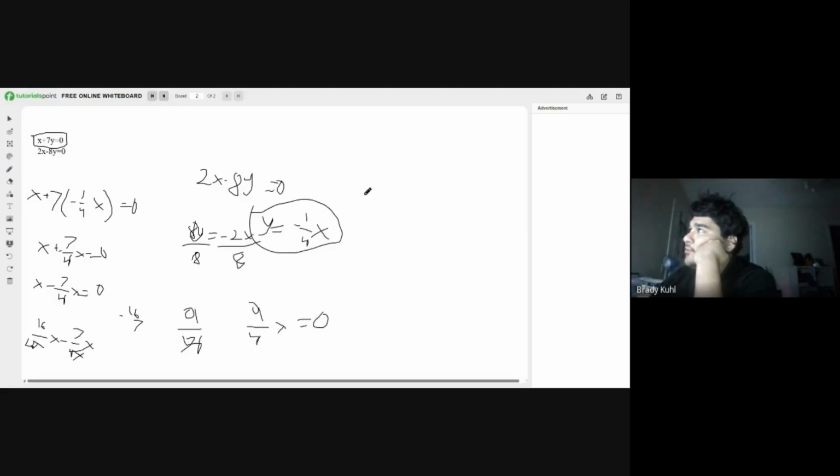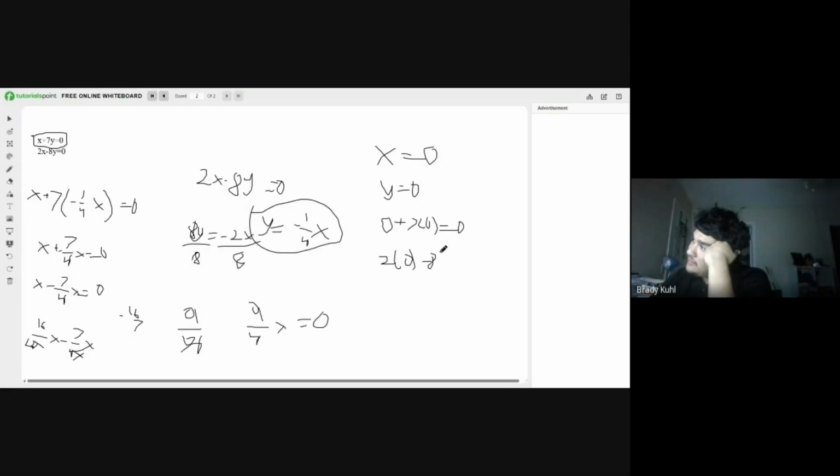In order for that to be true, x has to equal 0, because you can actually see that right there. And when x equals 0, y equals 0. Oh, look! You can already see that that's a solution. When x is 0, y is 0. And that's a solution. Look over here: 0 plus 7 times 0 equals 0, or 2 times 0 minus 8 times 0 equals 0. And you got your answer right there.